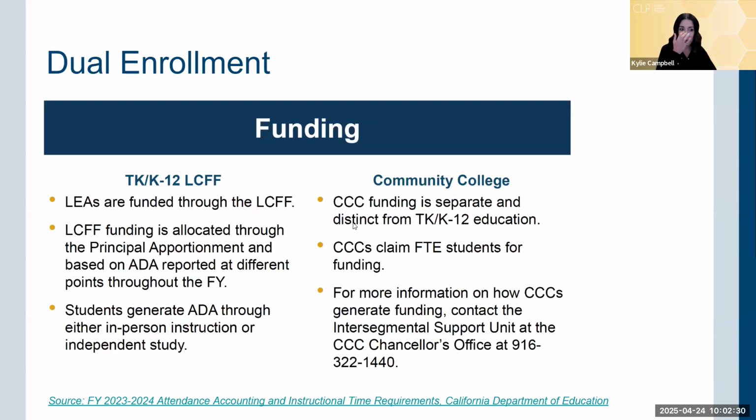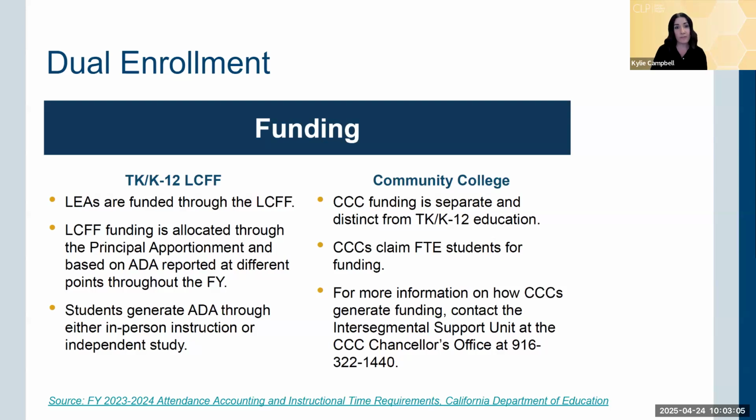So to break that down a little bit more here, a lot of you are from the K-12 side, so you understand the local control funding formula and how you're funded. That funding is based off of your average daily attendance that you report at different times throughout the fiscal year. This is generated by in-person instruction and independent study, but it all comes back to those instructional minutes. The community college is a different funding source and only funded based off of FTE and census enrollments.